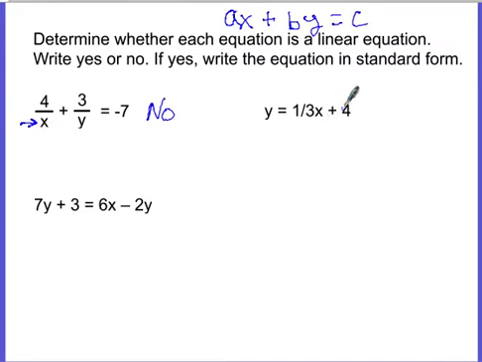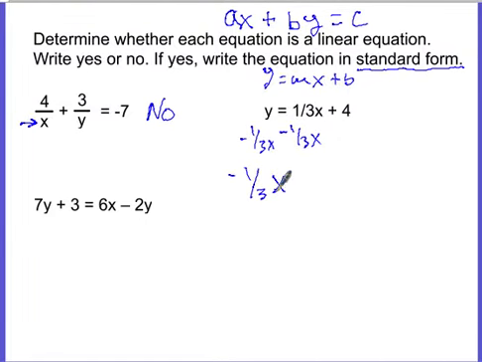Okay, how about this one? Is this a linear equation? Yes. Okay, look at what form it's in. It's in y equals mx plus b. Is that a linear equation? Yeah, I mean, it's in slope-intercept form. It's got a slope, 1/3. It's got a y-intercept, 4. We just don't have it written in standard form. So now I have to get it into standard form, which means c has to be by itself. So I want 4 by itself. All right, so I need to do this, minus 1/3 x, minus 1/3 x, and then I'd have negative 1/3 x plus y equals 4.